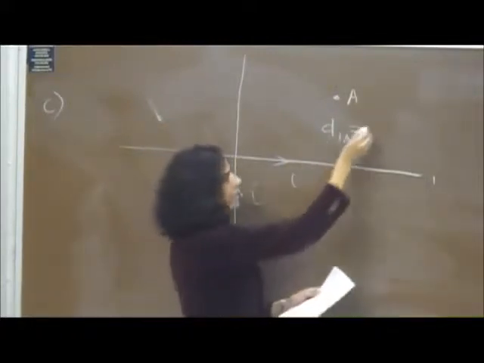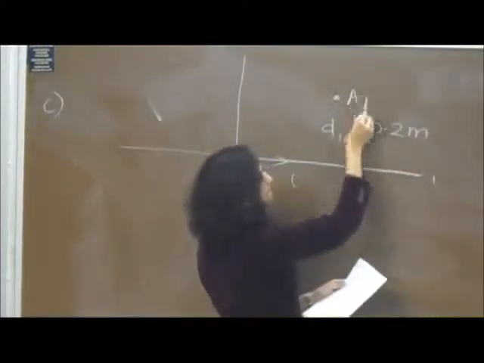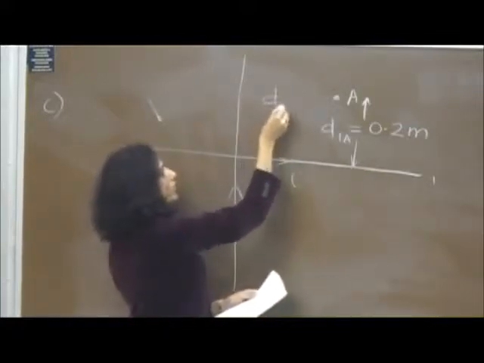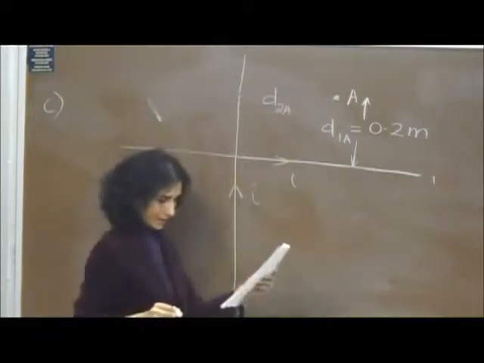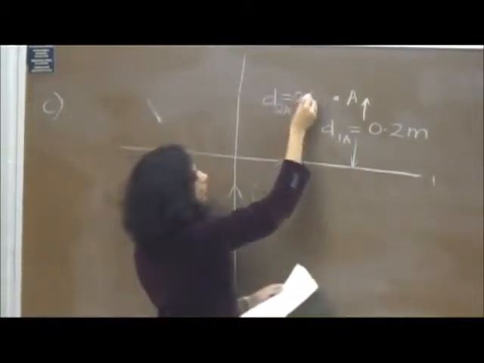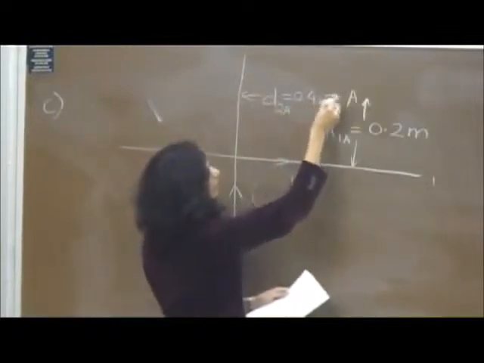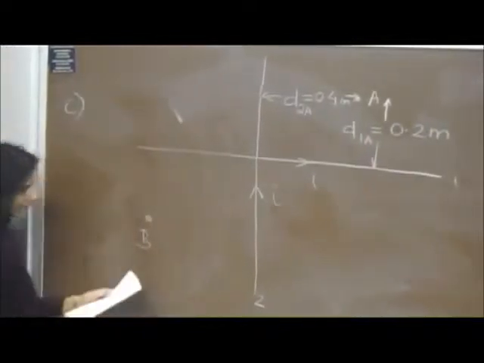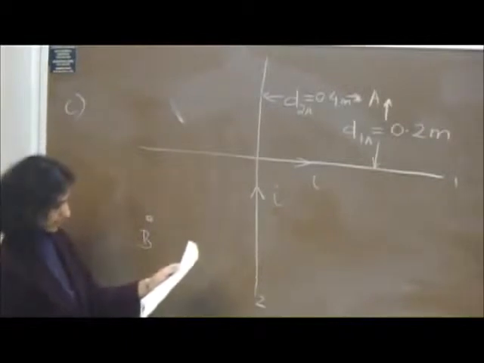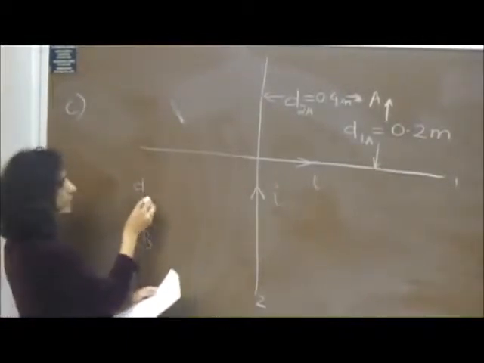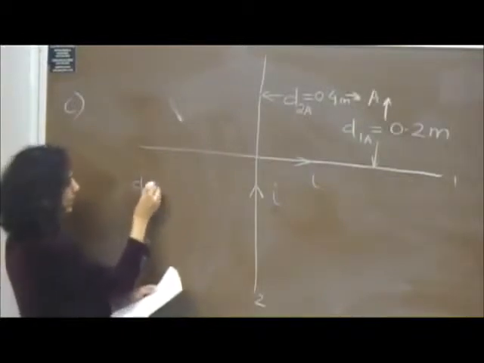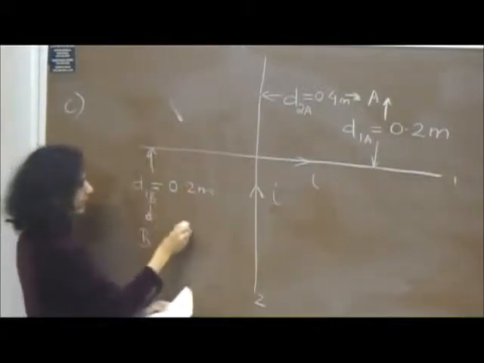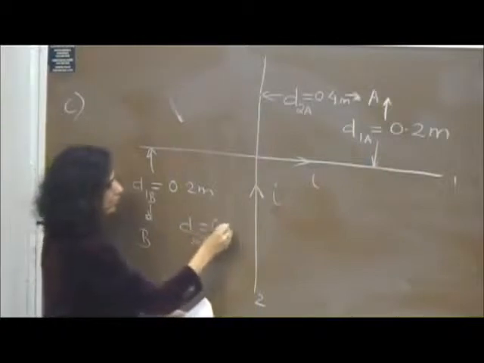D1A is 0.2 meters, and we are given that this distance, which we can call D2A, is 0.4 meter. And then we have another point over here somewhere, point B, and it turns out that the distance of point B from wire 1, which we can call D1B, is given to us to be again 0.2 meter, and D2B is given to us to be 0.4 meter.